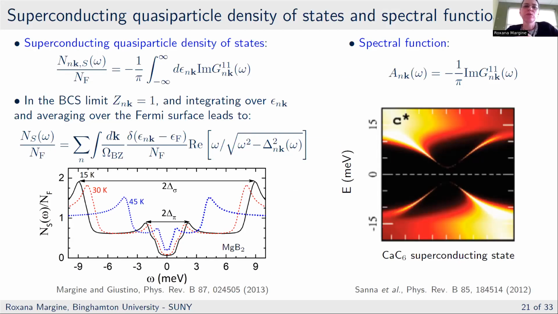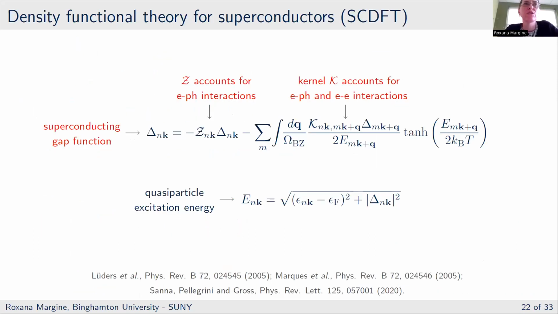So that's what I wanted to mention about the Migdal-Eliashberg formalism, but I should just mention briefly that there is another first principle approach to calculate superconducting critical temperature, and this is density functional theory of superconductivity, or SCDFT. In this case, one needs to solve a BCS type equation where delta again is the superconducting gap function. Z here accounts for the electron-phonon interactions, and this kernel kappa accounts for both electron-phonon and electron interactions. And the strength of this methodology is that it accounts for both electron-phonon and electron-electron interaction on an equal footing.